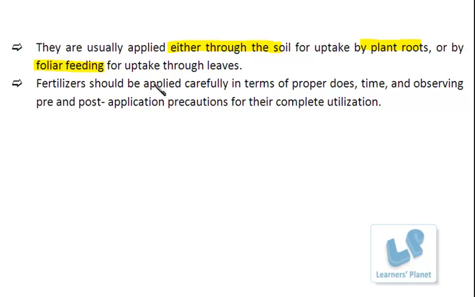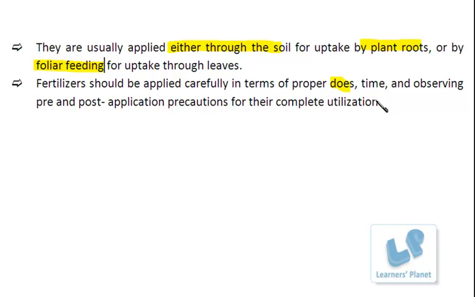Now a very important point to be considered here is the precautions that should be taken while using fertilizers. The very first thing is the proper dose. See, the spelling is wrong here. I'm very sorry for this. It is dose, D-O-S-E. So the amount which is added to the soil or sprayed over the plants should be used in a correct concentration, right?